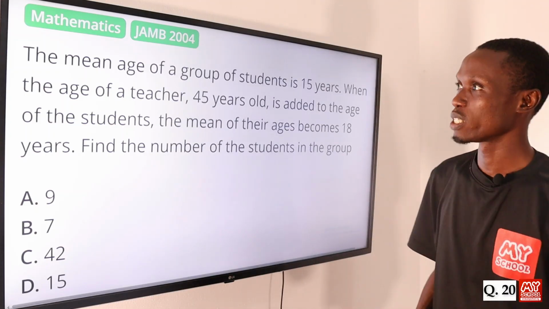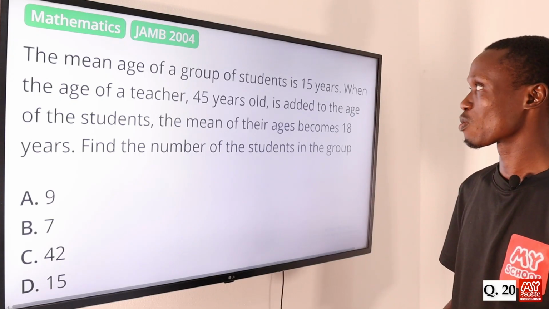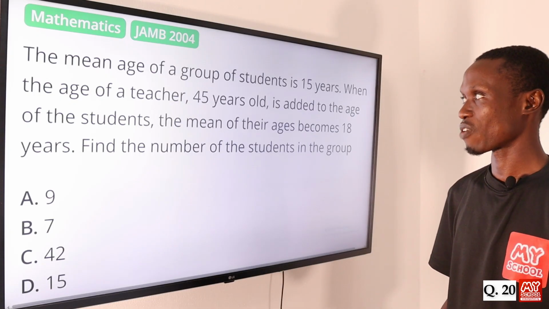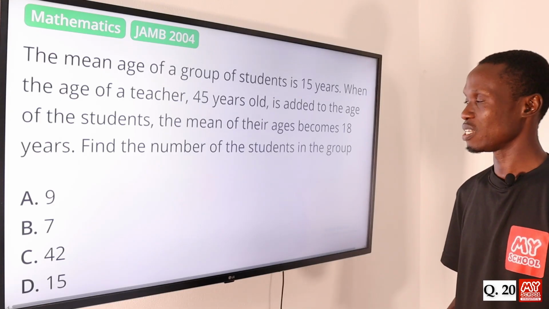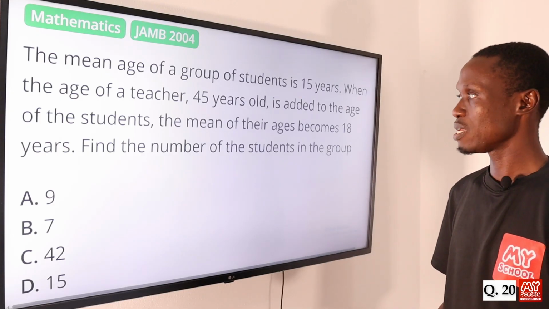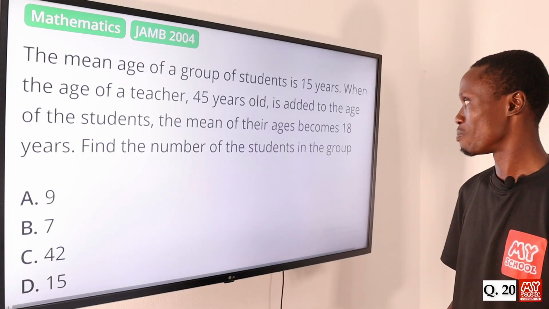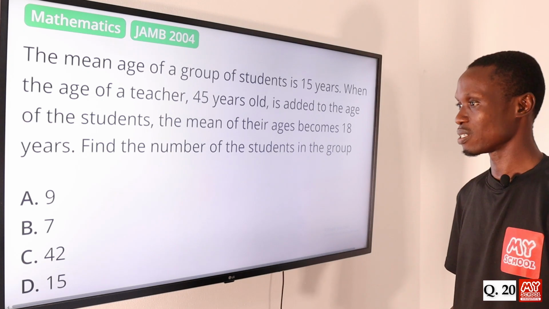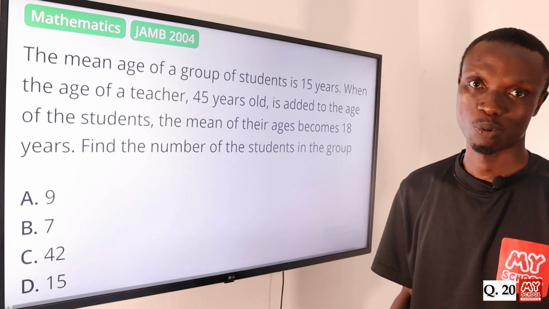Moving on to question 20. The mean age of a group of students is 15 years. When the age of a teacher, 45 years old, is added to the ages of the students, the mean of their ages becomes 18 years. Find the number of students in the group. So let's move over to the board to provide the answer to this question.